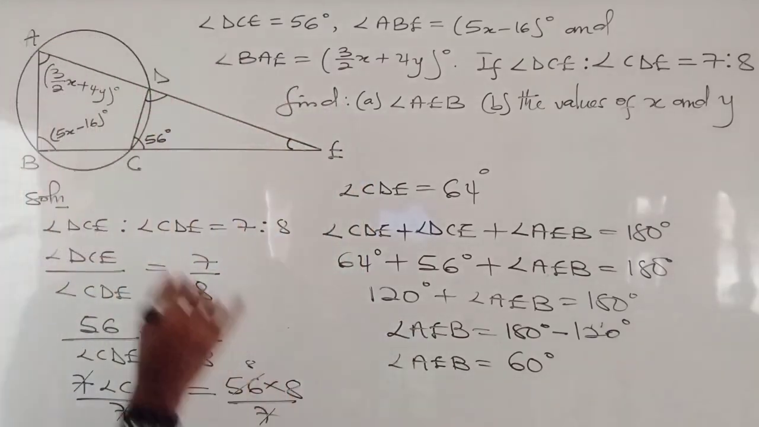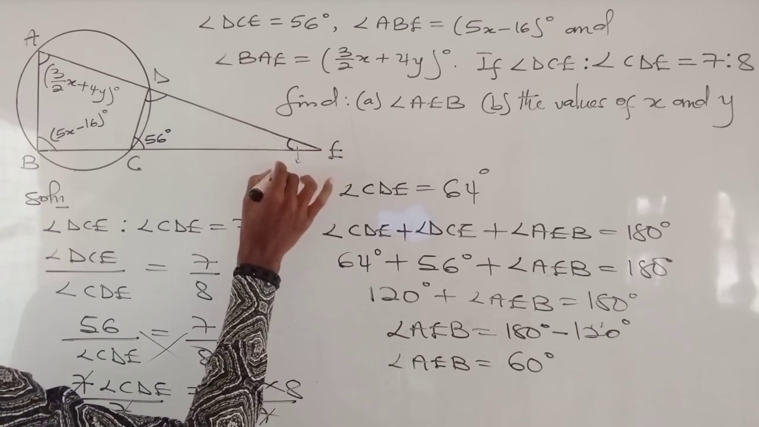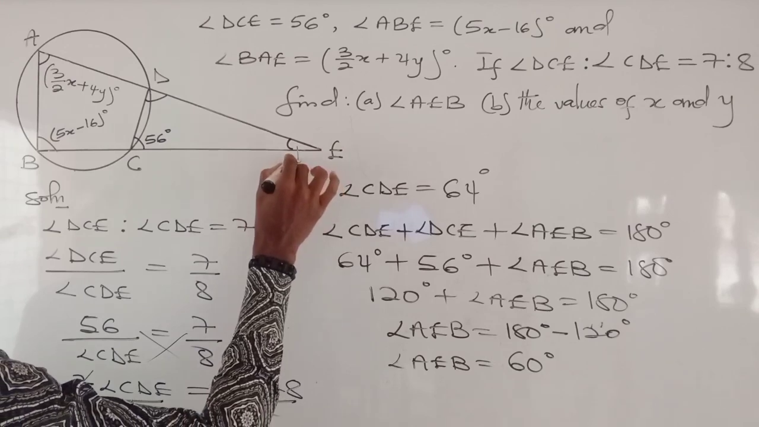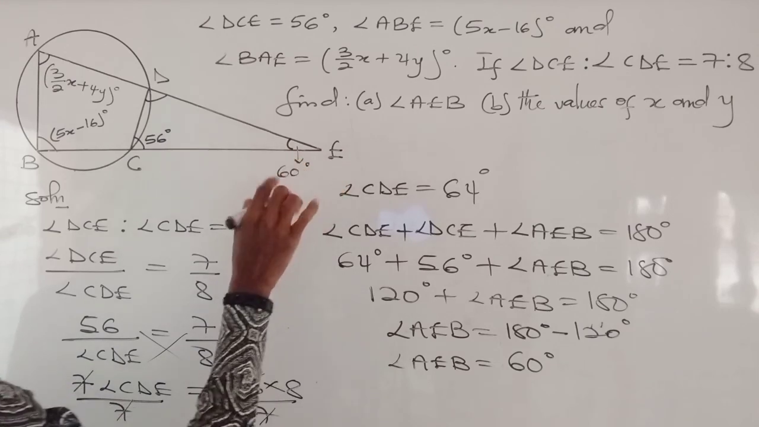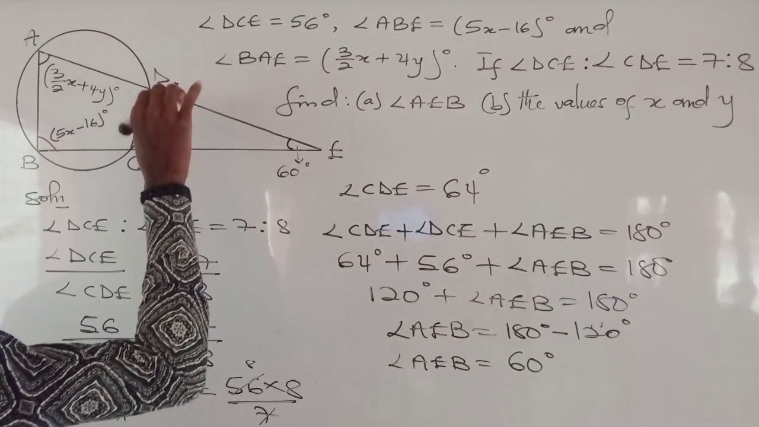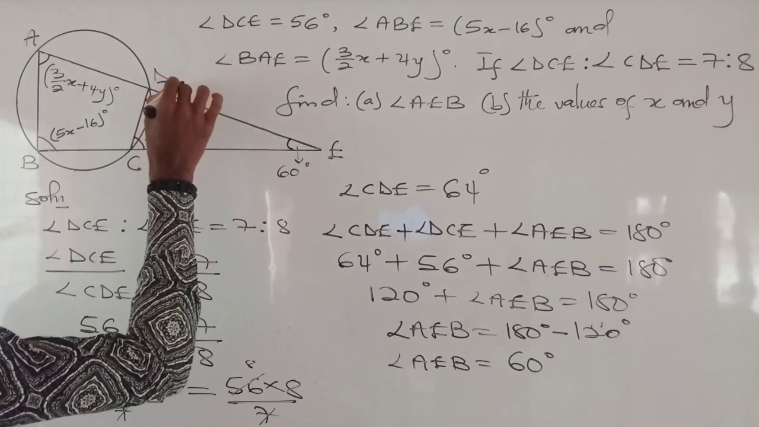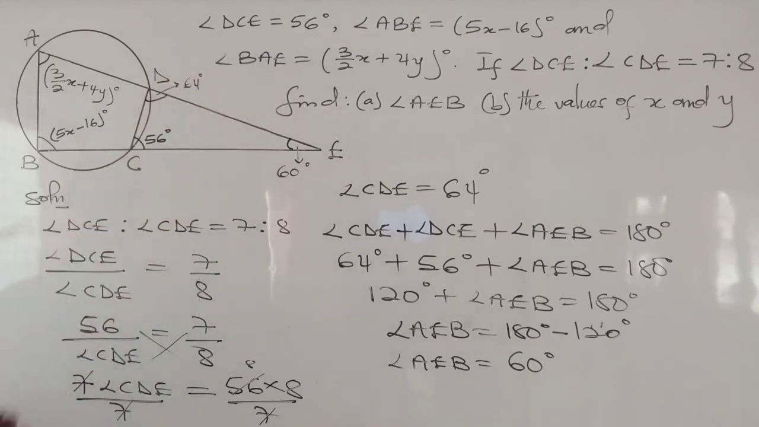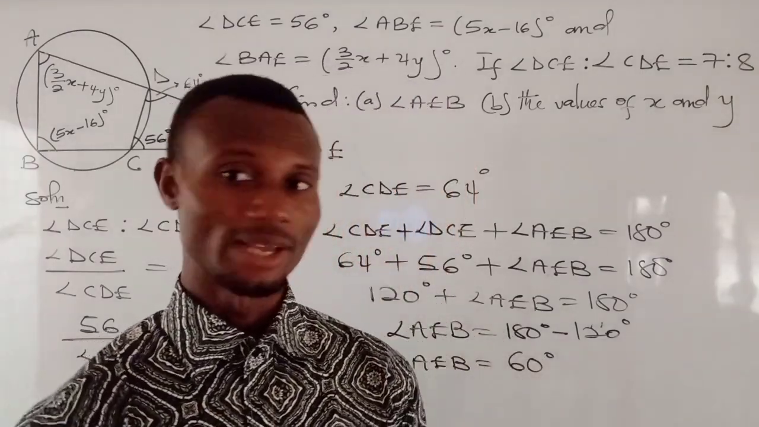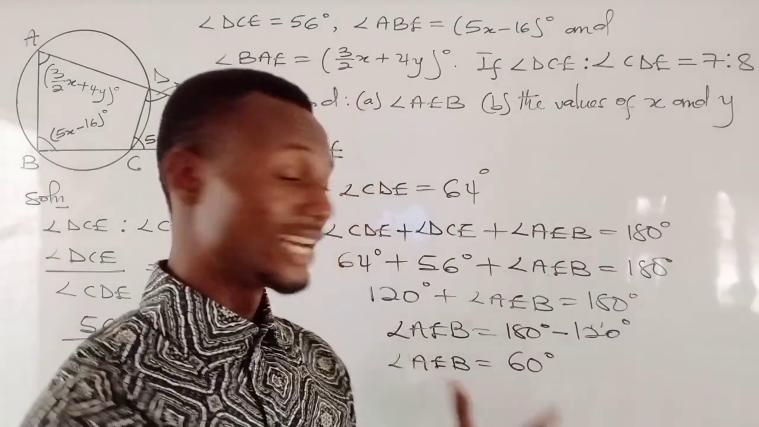So we know that this angle AEB, the angle here, is 60 degrees. Let me just write it there so that we can make reference to it. And the angle here that we found earlier, which is angle CDE, is 64 degrees. I just place the values there so that we can easily make reference to them, because I'm going to clean a portion of the board for us to continue, as I need more space.